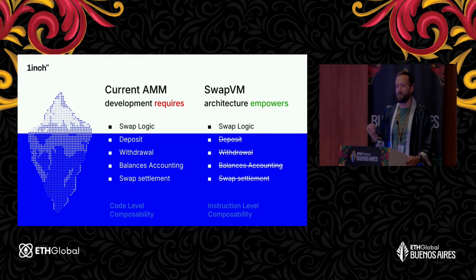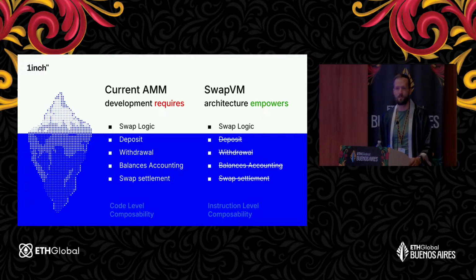But you're also enabled to build AMMs by building instructions for the virtual machine. Whenever you're willing to develop an AMM, you come up with a cool formula, your secret sauce. But previously you were required to write a lot of code for deposits, withdrawals, balances, shares accounting, swap settlement. You had what's called code-level composability. You were able to use any code you can find online according to its licenses.